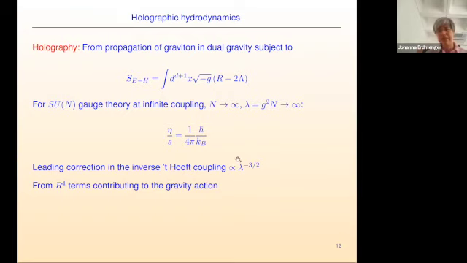And in fact, as we showed, the corrections are in 1 over lambda to the 3/2. Okay, so there's a power of 3/2. Lambda is this 't Hooft coupling that is defined here. And actually the leading corrections to the known result will come from terms that are of 4th order in the curvature being added here to this action. Okay, are there any questions about this?